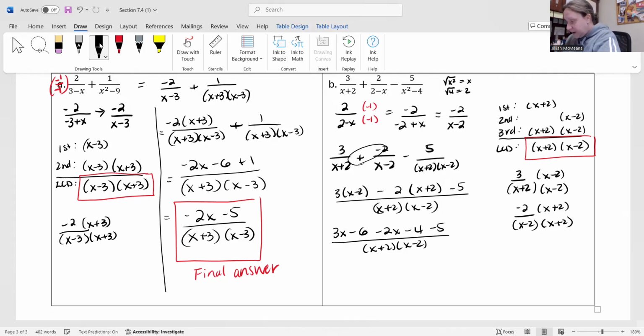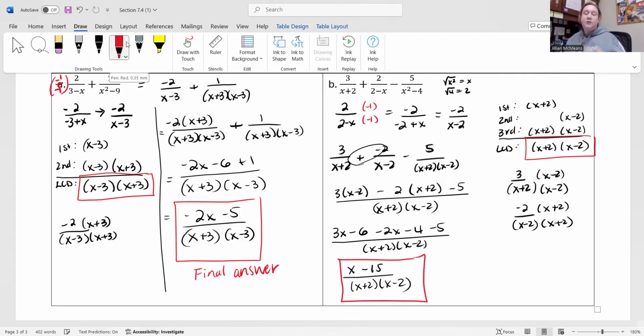We want to simplify the numerator. So let's see, 3x minus 2x is just x. Negative 6 minus 4 is negative 10. Minus 5 is negative 15. And then all of that is over x plus 2, x minus 2. And it looks to me like none of that's going to simplify. So this is your final answer right here.